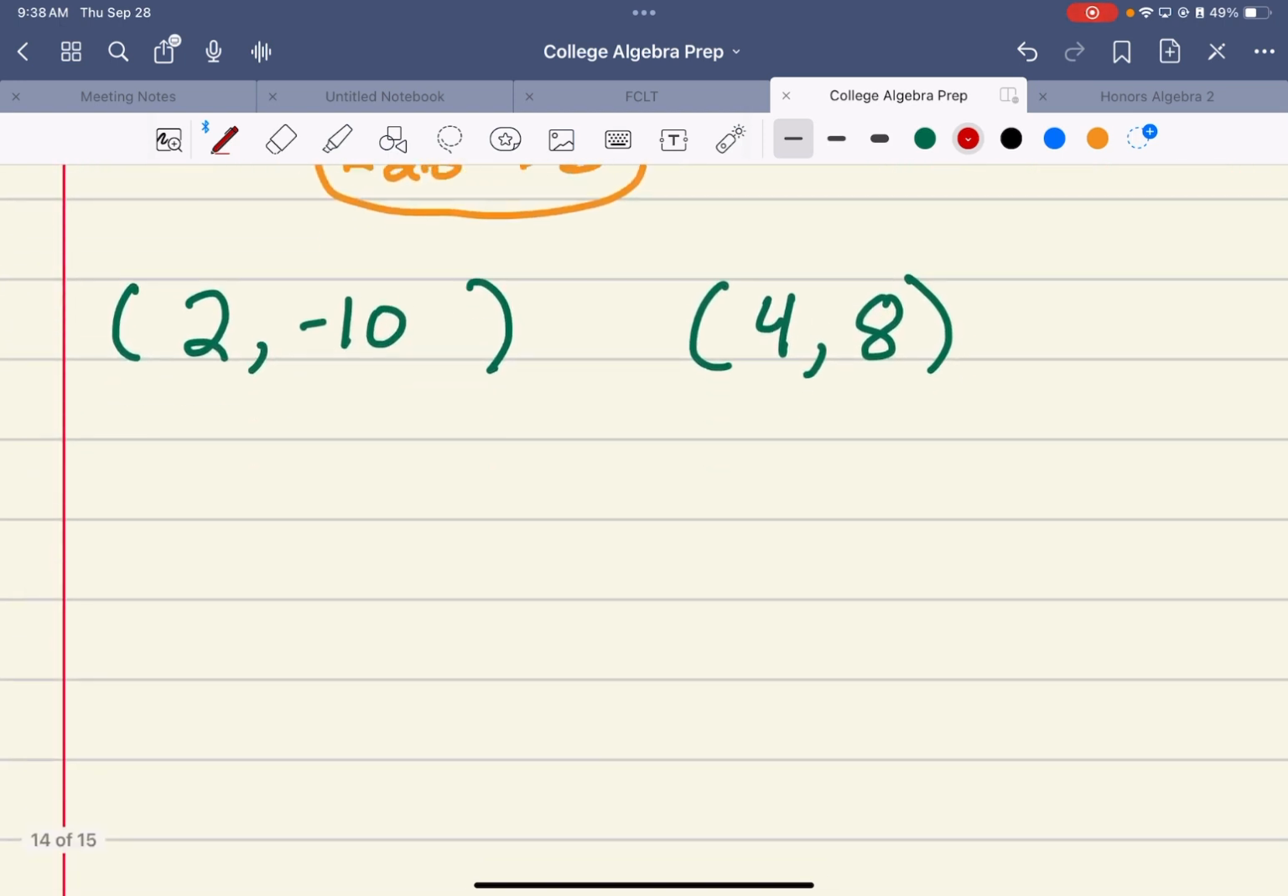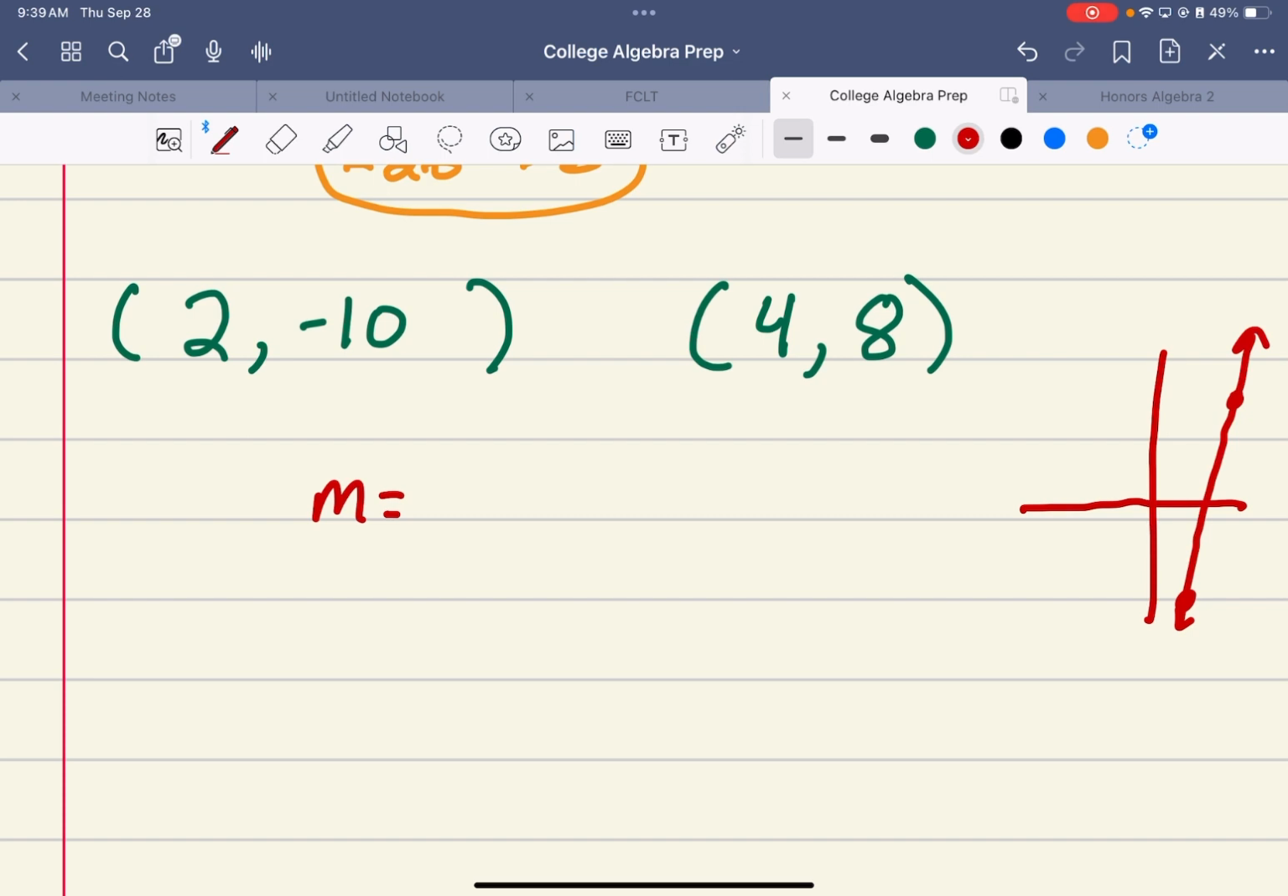Now with this one, we're given 2 points. So again, if we just sketch what this graph would look like. We've got the point 2, -10, that's down there somewhere. And we've got the point 4, 8, that's up there somewhere. So this graph kind of looks like this. So we have to find 2 things. We have to find the slope, and we have to find the y-intercept. Got to find the slope first.